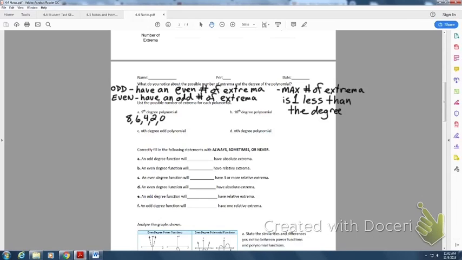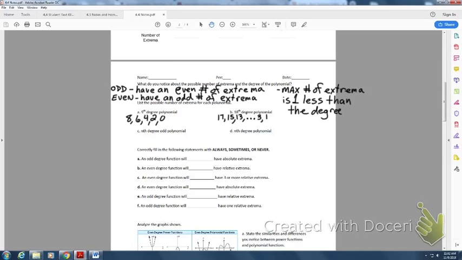So an 18th degree polynomial, the most it can have is 17. And then 15. And then 13. Now, for the sake of time and sanity, we'll get rid of that. Just put dot, dot, dot, so that pattern continues, just counting down by 2. Alright, and it can have 3, or it can have just 1 extrema.